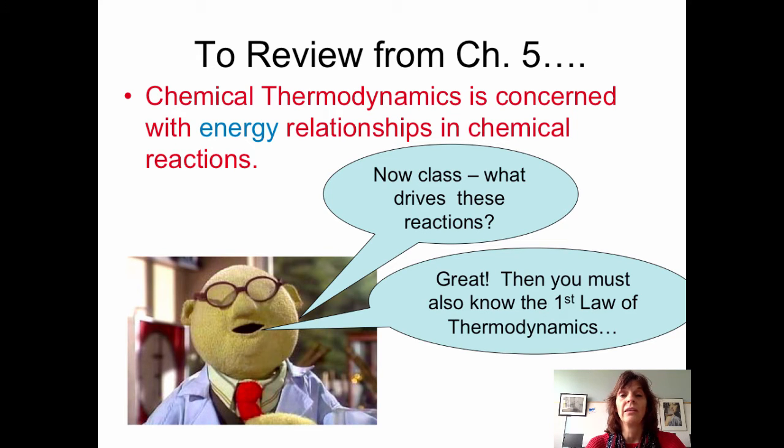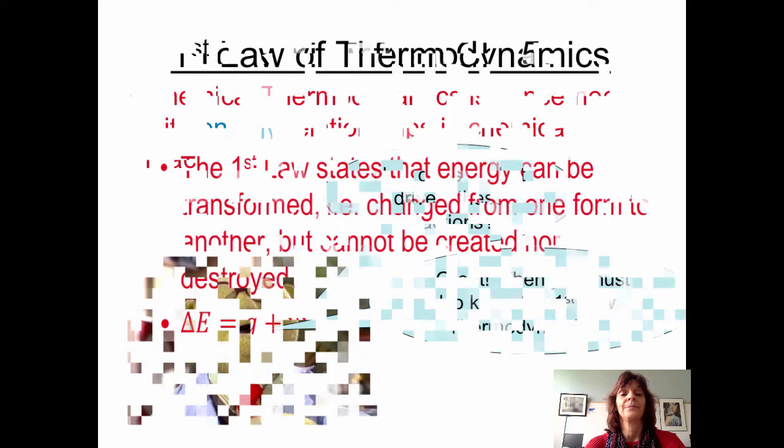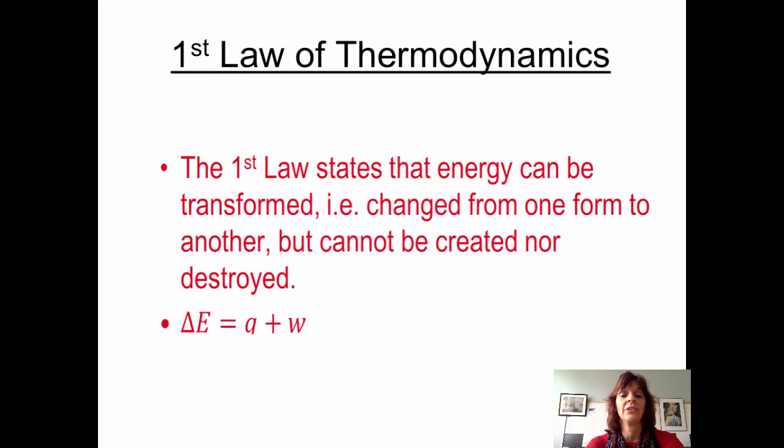That has to do with enthalpy and entropy, which we're going to review in this chapter and their relationship to each other. So the first law of thermodynamics relates to those. It says that energy can be transformed, changed from one form to another, but cannot be created or destroyed. So all of that energy has to be able to be accounted for. Q as the enthalpy and W as work are the two components that comprise the total energy change of a system.